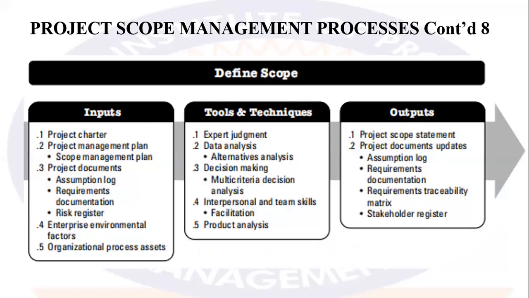On the input, we have the project charter, we have the project management plan where we need the scope management plan. We have the project documents, where we have the assumptions log, requirements documentation, and risk register. Then we have the enterprise environmental factors, and the organizational process assets. Now, under the tools and techniques, we have the expert judgment. We have the data analysis, where you will need alternative analysis in analyzing the data. Then we have the decision-making where we will use the multi-criteria decision-making analysis approach.